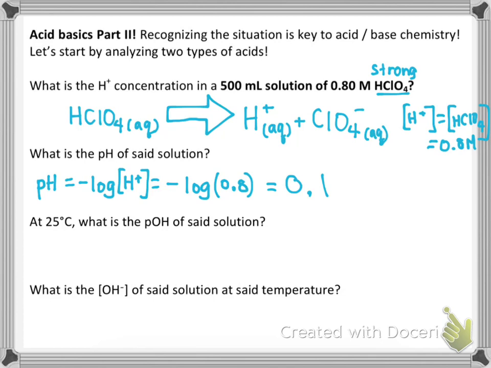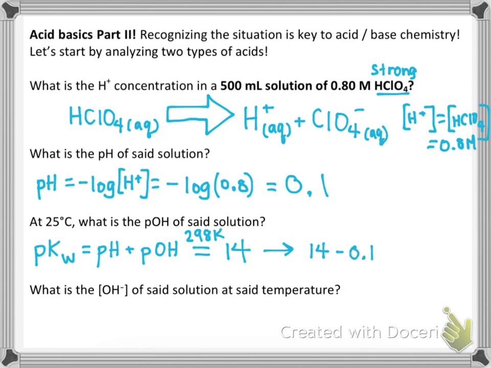And so then they go on to ask what the pOH of the solution would be. And so we know that pKw is equal to pH plus pOH. And at 25 degrees Celsius, or 298 Kelvin, that number is 14. pKw is 14. So we can use that and say 14 minus my pH, which is the 0.1, will be equal to my pOH, which is going to be 13.9.